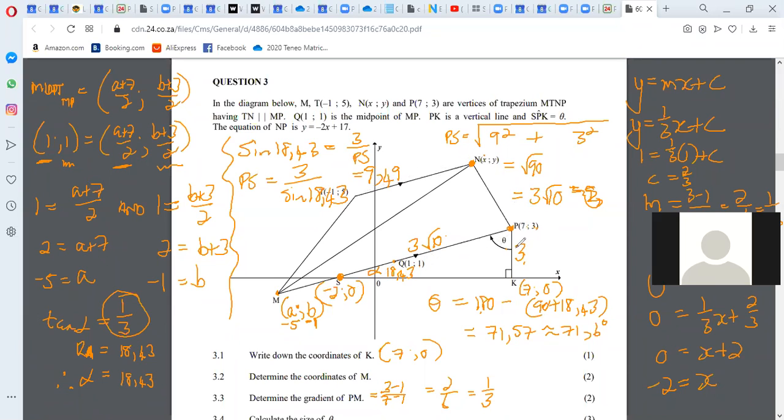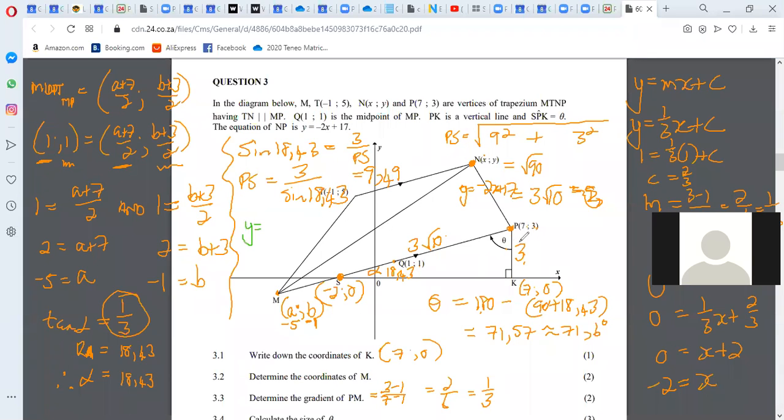The gradient of MP, we said, was a third, right? And this would also be a third, not so. But we need this line. And what did they say here? They said the equation of NP is y equals minus 2x plus 17. So if we had this line, then we could solve them simultaneously to find the intersection. So we actually need to find the equation of that line.